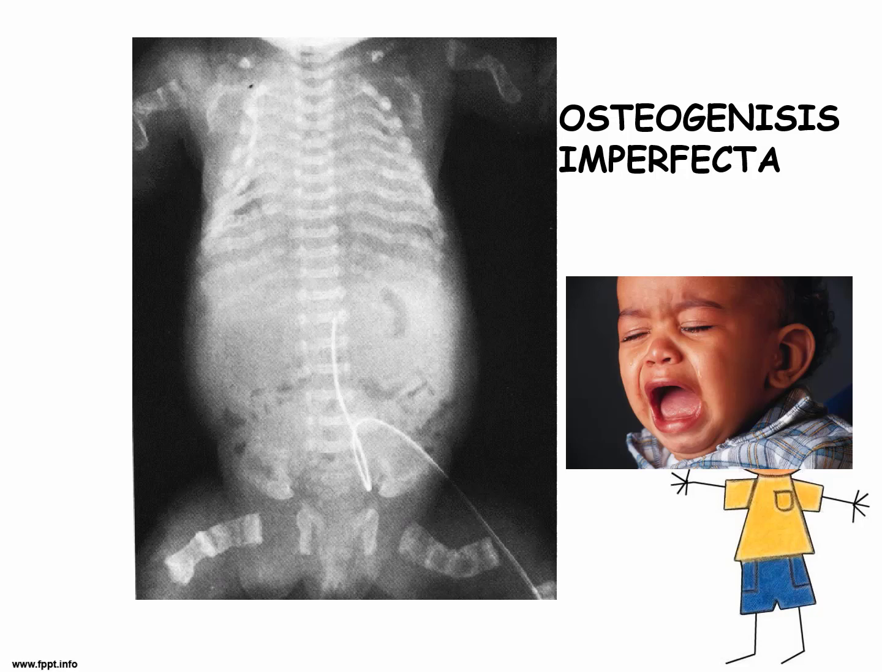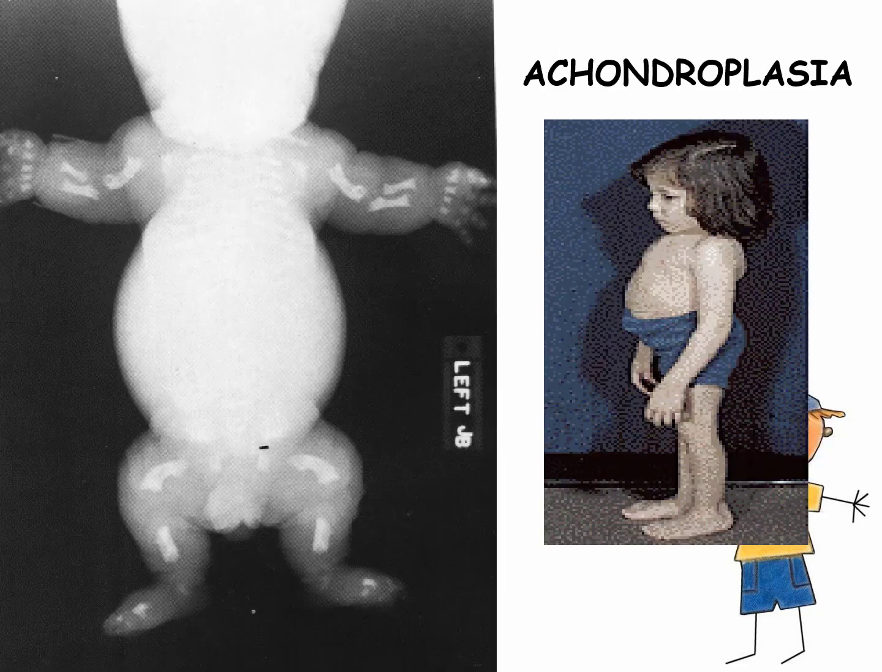Osteogenesis imperfecta is often mistaken for child abuse because basically the bones of the child break very easily. You can take a look at the sclera of the eye, and the sclera will kind of be blue, and that'll give you a little bit of a hint that the child does have osteogenesis imperfecta. Sometimes it's called brittle bones or glass bones. Here we see achondroplasia, which is often referred to as dwarfism.